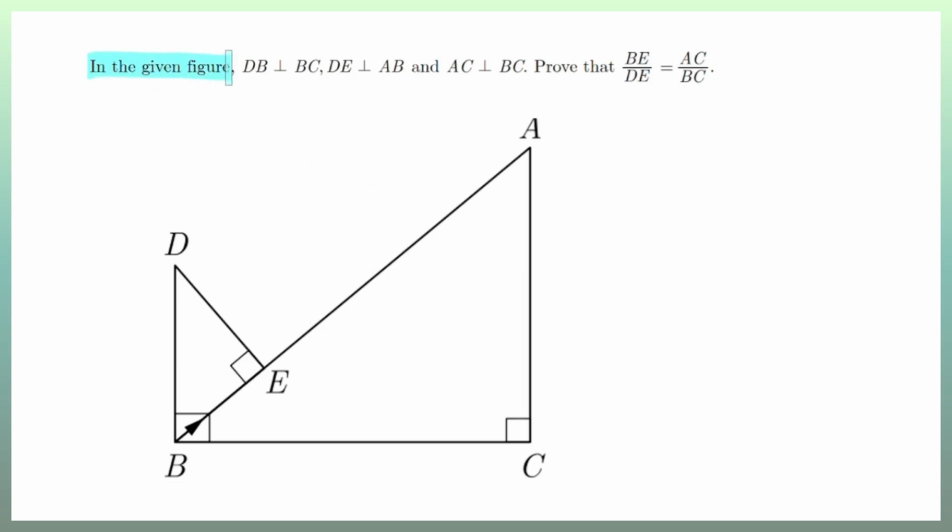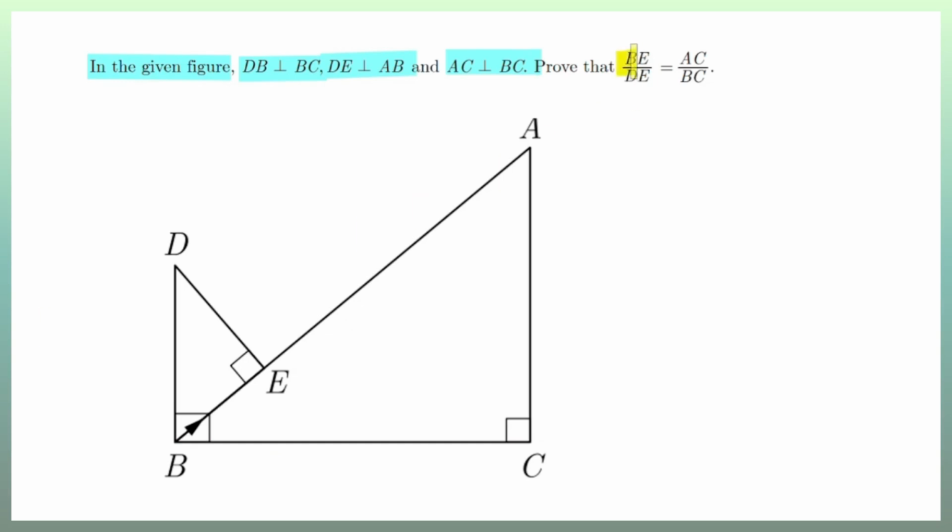In this question, we are given a figure and we are given DB is perpendicular to BC. This is DB drawn perpendicular to BC. Further, DE is perpendicular to AB. This is DE, which is drawn perpendicular to AB. And finally, AC is perpendicular to BD. That means this is AC that stands perpendicular on BC.